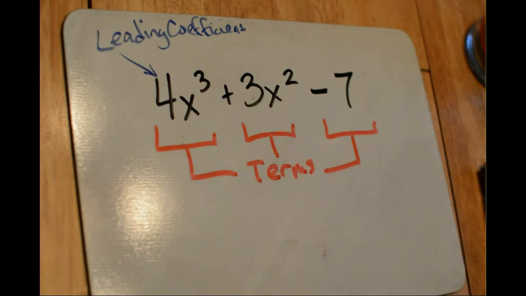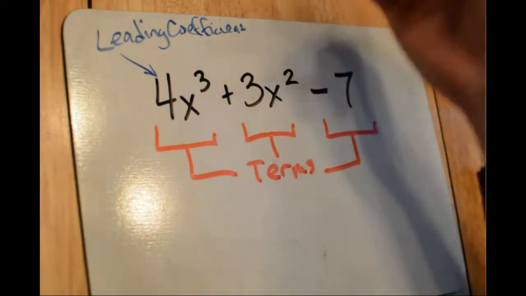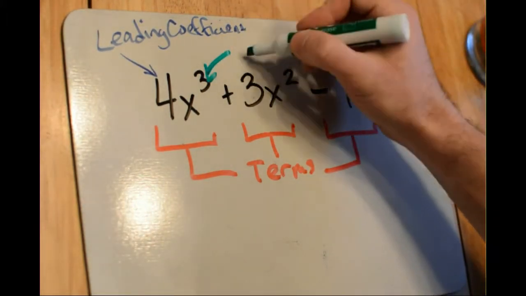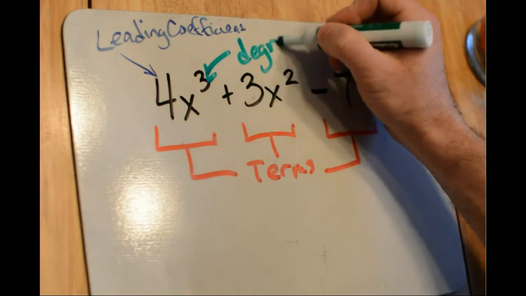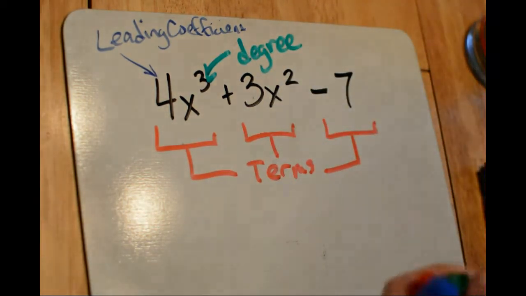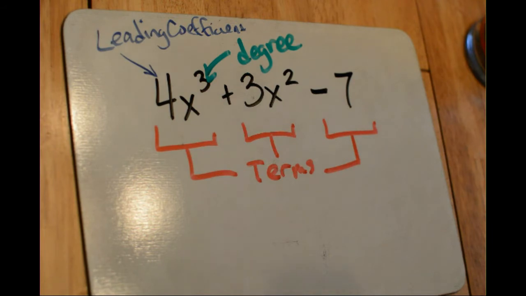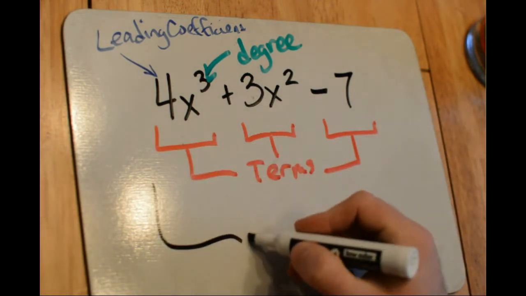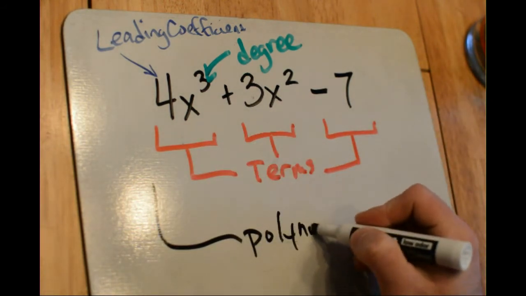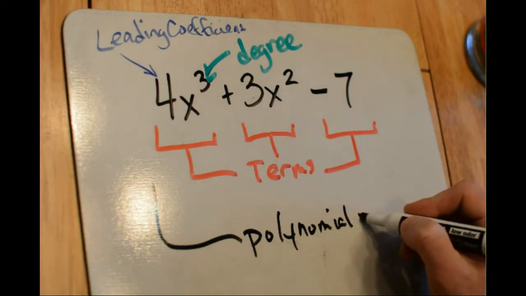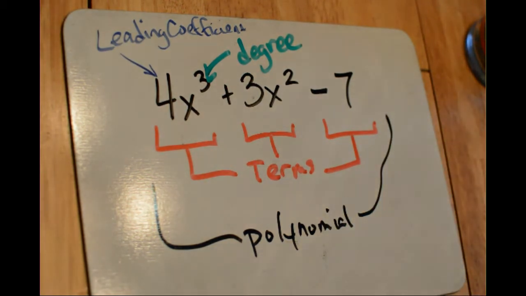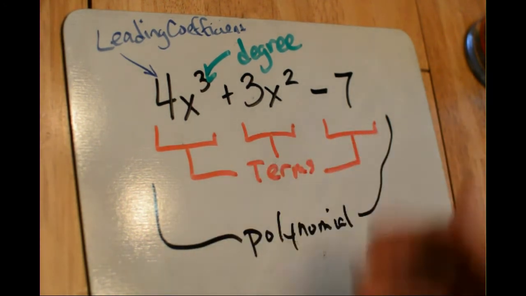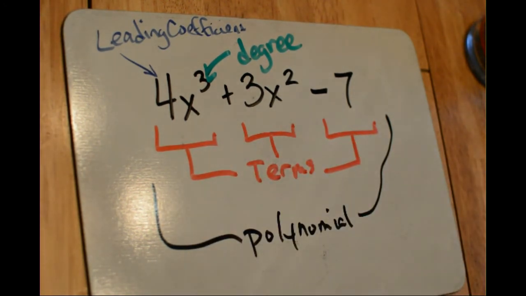And when it's written in order like this, or even when it's not written in order, the highest power is known as the degree. And when it's all put together, this entire expression is known as a polynomial. So what we have here is a third degree polynomial that's made up of 3 terms, and it has a leading coefficient of 4.